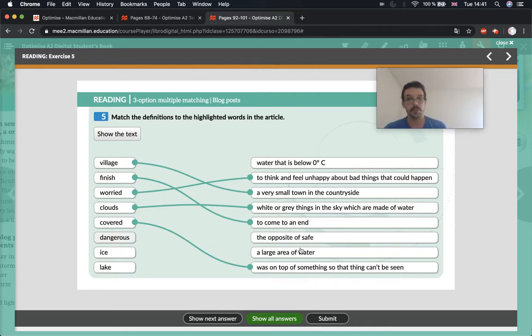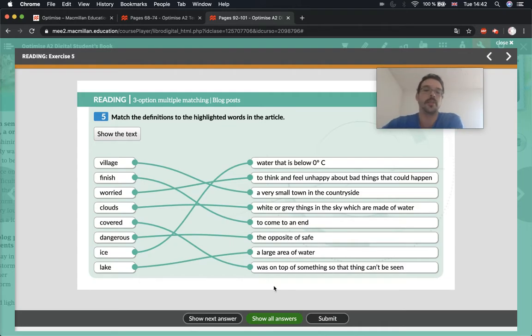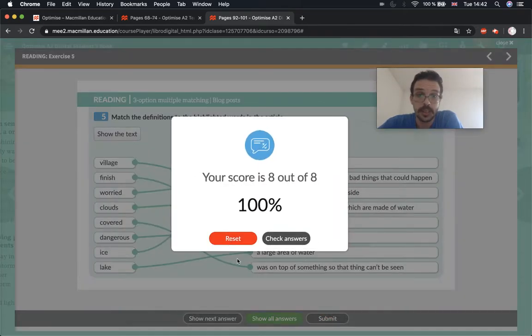Dangerous. We all know what dangerous means. Peligroso. Okay, the opposite of safe. Ice, yellow, okay, water that is below 0 degrees, and a lake, a large area of water, okay? I think the vocabulary you know already, all right? So just a little bit of revision. Make sure you have the correct answers in your book, all right? And, yeah, and we can continue.